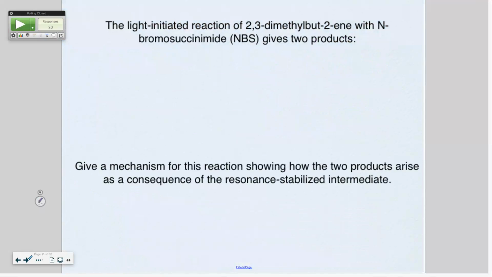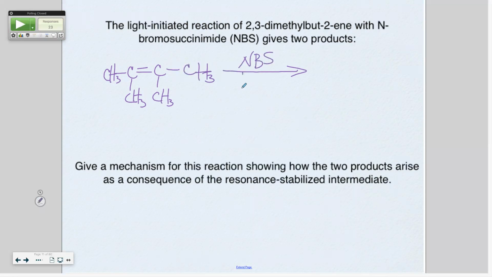So here is 2,3-dimethylbut-2-ene. You don't know anything about that nomenclature, so I'm going to draw it for you. We've got 1, 2, 3, 4, and then we have methyls here and here. So it's going to look like this. And we're going to use NBS, and you still need heat and light. So we're doing a free radical reaction.